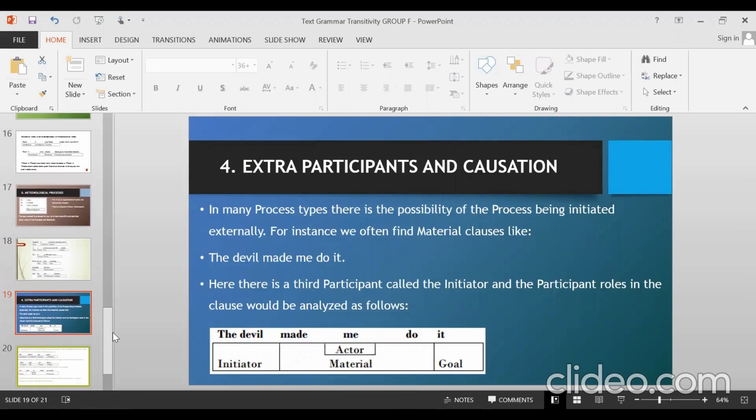The next material is extra participants and causations. In many process types, there is the possibility of the process being initiated externally. For instance, we often find material clauses like the devil made me do it. Here there is a third participant called the initiator, and the participant roles in the clause would be analyzed as follows. The devil as initiator, made me do is material, and me as actor and it as goal. Next slide.